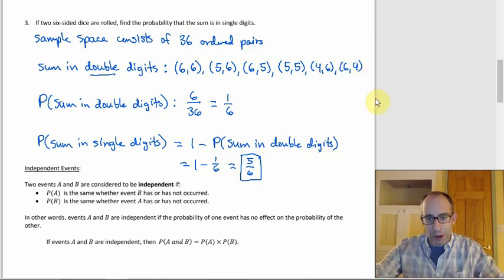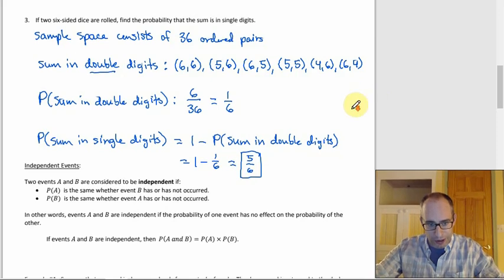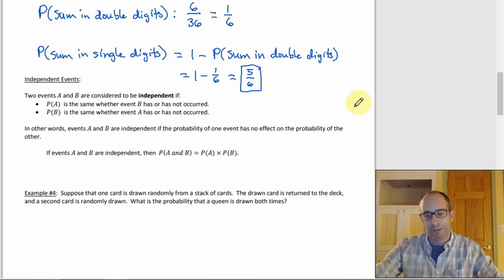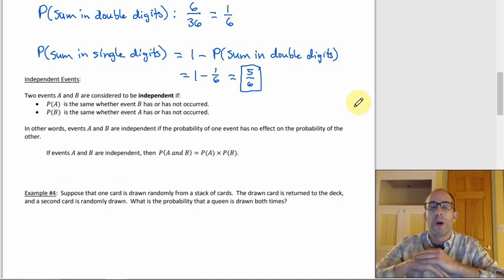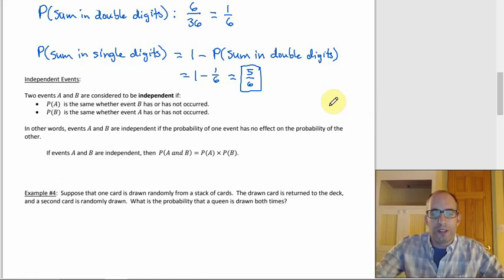All right, so I said there was independence that shows up here, so I wanted to bring in how independence works. So two events are independent basically if they don't affect the probability of the other event. Whether or not one event happens doesn't affect the probability of the other one. So like it says here, independent if the probability of A is the same whether event B has or has not occurred, and the probability of B is the same whether event A has or has not occurred.